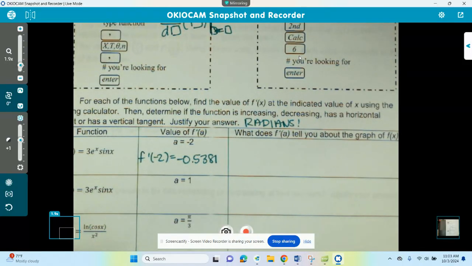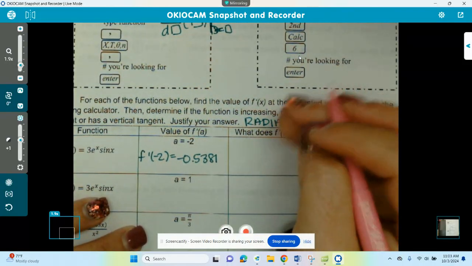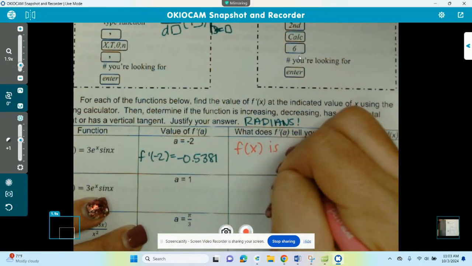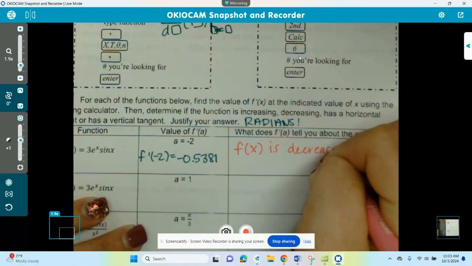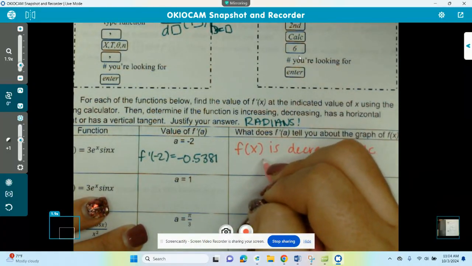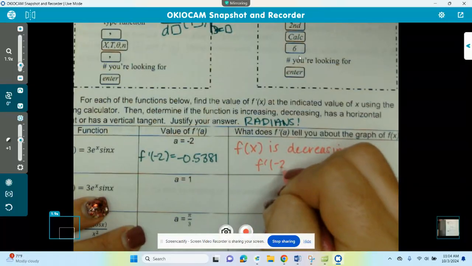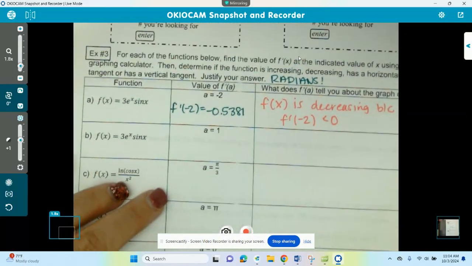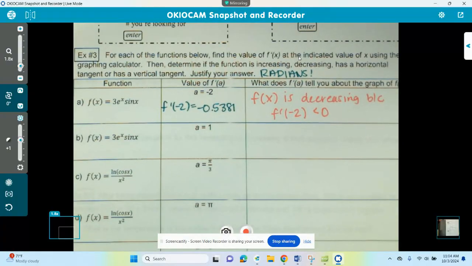Okay, so what does that tell me about the graph of f of x? It is decreasing, right? So f of x is decreasing because why? F prime of negative 2 is less than 0. Okay, so y'all follow this. I don't need to use the yellow. Do I need to use the yellow one? Is it the same on yours as it is this one? It looks the same, right? Okay. All right. So same thing.